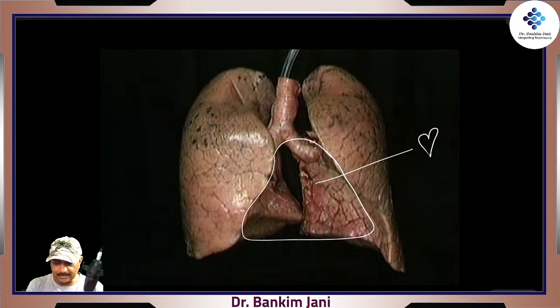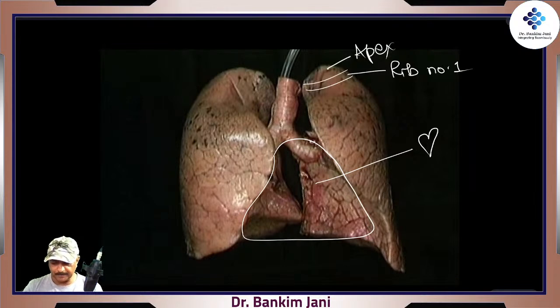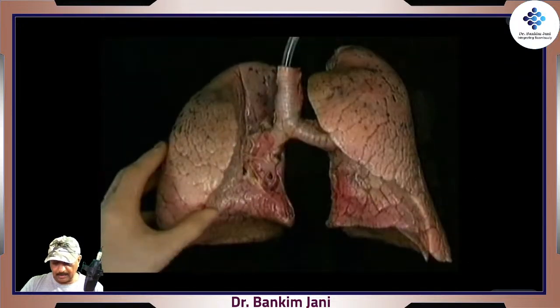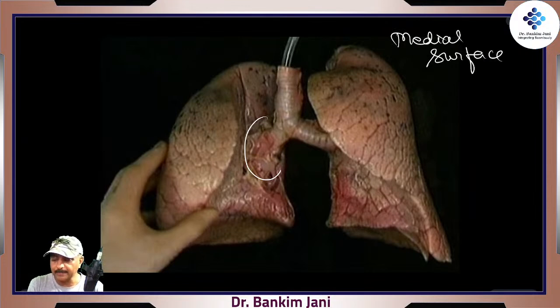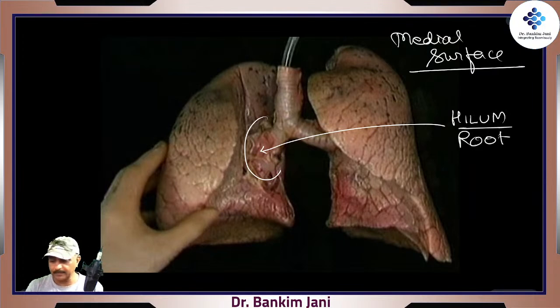When we see this, this is the apex of the lung, the topmost portion. Over here there would be rib number 1, because the apex of the lung crosses beyond rib number 1. Now see, as we rotate the lung, that is, we take it out, this is where we are watching the medial surface. It is the medial surface, and that medial surface has what's called the hilum. That's called the hilum. You can also call it the root of the lung.